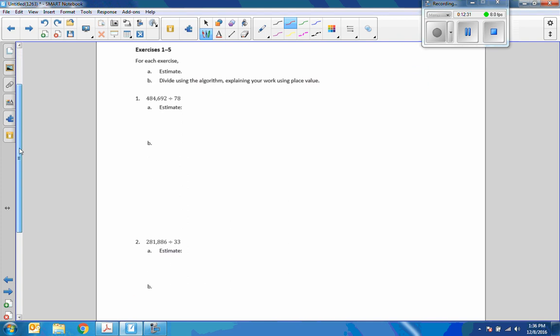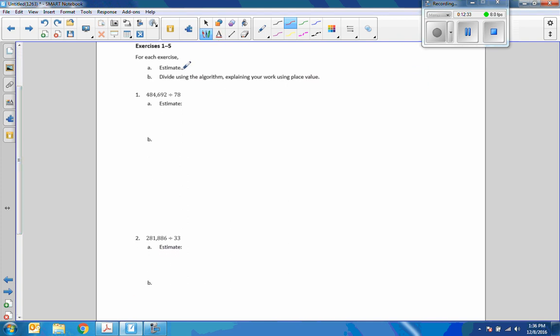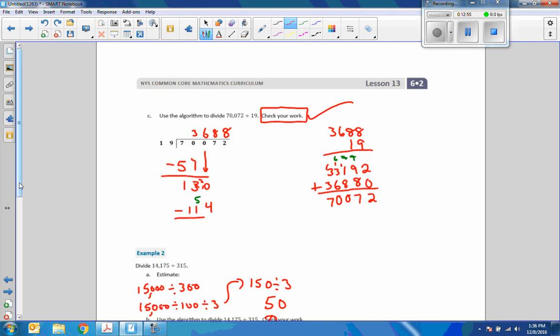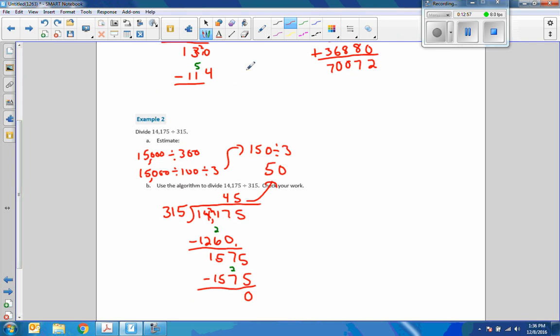Exercise 1 through 5. Now it's your turn. A, estimate. B, divide using the algorithm. And explain your work using place value. Okay? And I will explain that before you do this on the last problem. So I'm going to go back up to the last problem and explain what they mean by place value. I'll do that in blue.